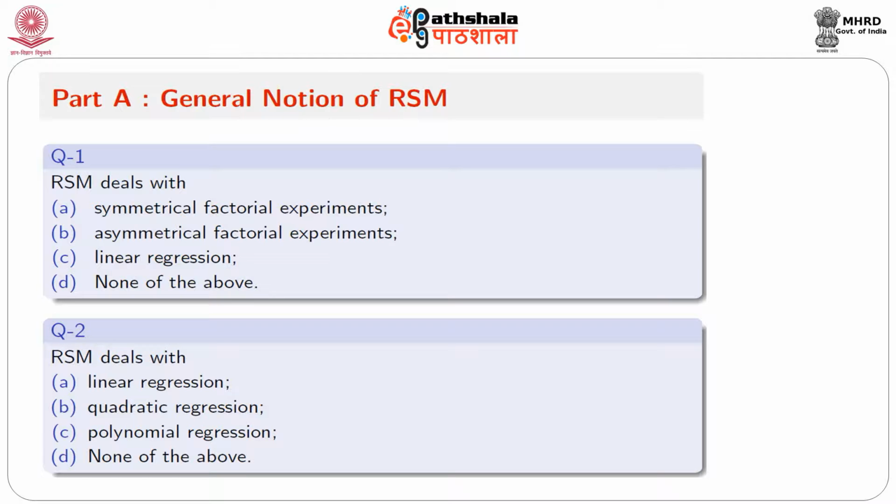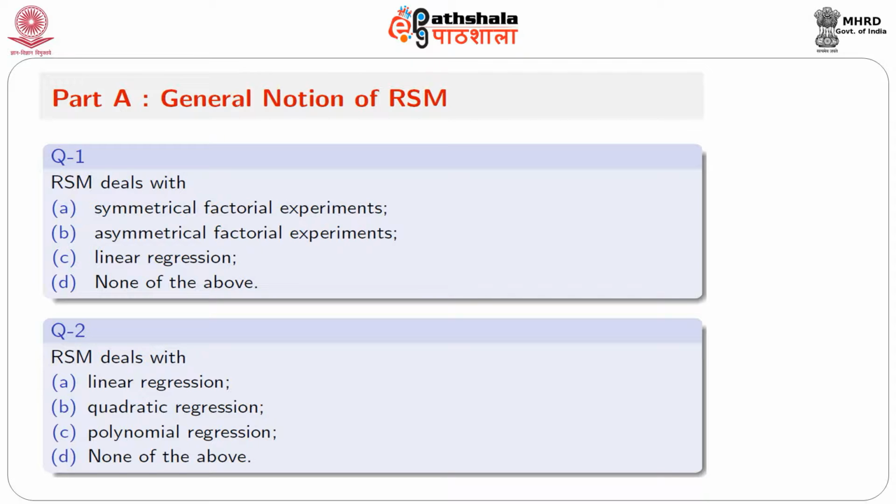Okay. So the first one is: RSM deals with symmetrical factorial experiments, or asymmetrical factorial experiments, or linear regression, or none of the above. So far as we have understood response surface methodology, it is concerned with an understanding about the response y in terms of the regressors, going beyond linear regression. And there is no question of factorial experiment here. Straight away you are looking to the regression model. Therefore, the answer to this question should be D.